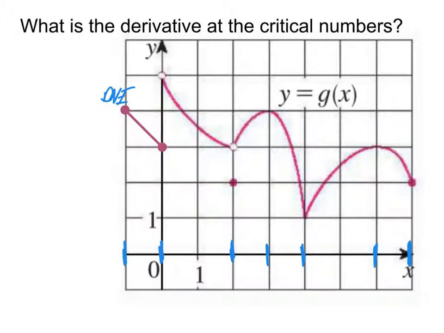What's the derivative at 0? Does not exist. What is the derivative at 2? Does not exist. What is the derivative at 3? 0. What about at 4? Does not exist. It's a corner. What about at 6? 0. Yep, at 6 it's 0, and at 7 it does not exist. Yep, because it's an endpoint.